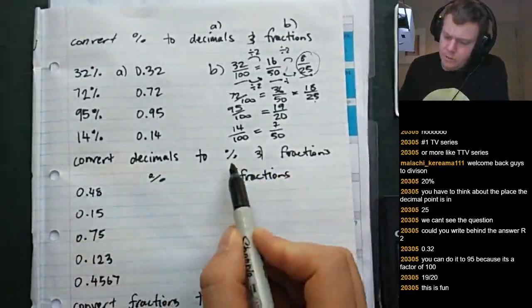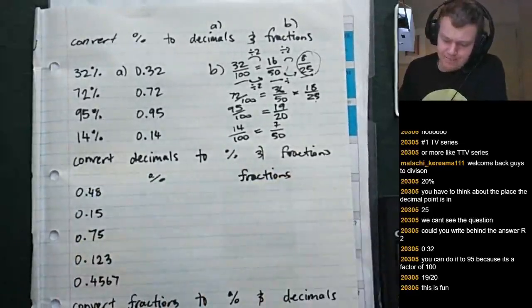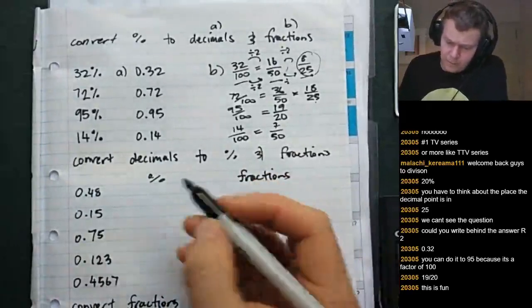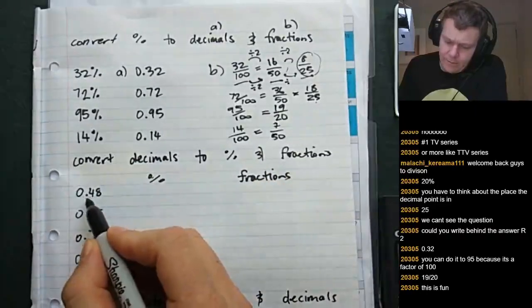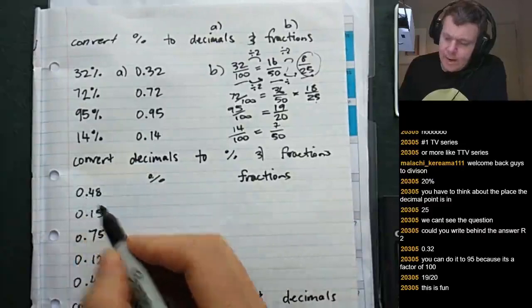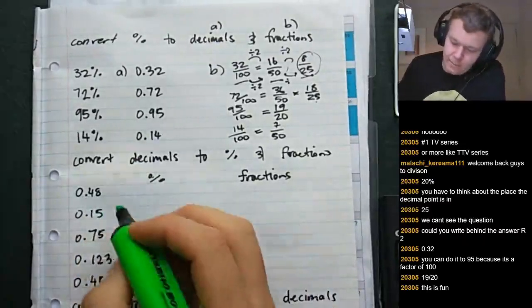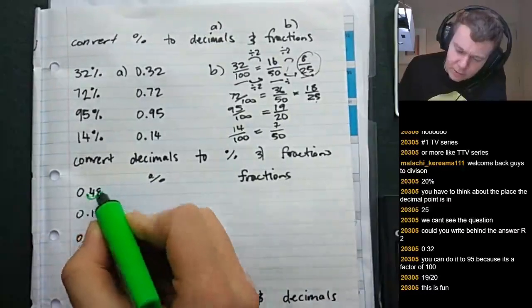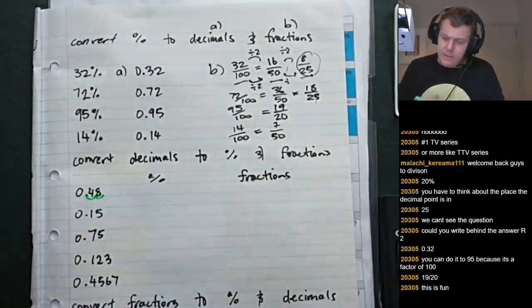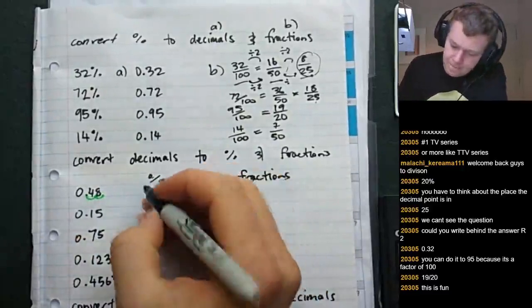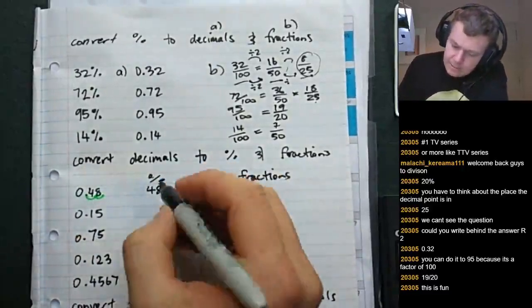Convert decimals to percentages and fractions. Okay, so 0.48 as a percentage, we're going to move our decimal point twice, and we get 48%.